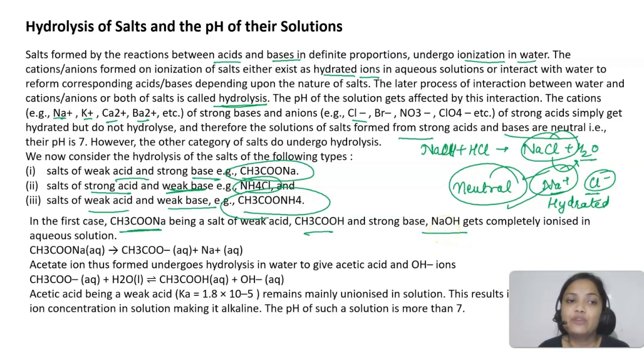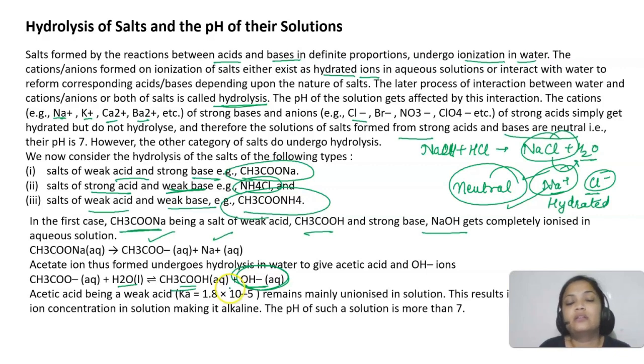ये completely ionize हो जाएगा to form acetate ions and sodium ions. अब ये जो acetate ions हैं, they will undergo hydrolysis to form acetic acid and hydroxide ions. Okay. अब एसिटिक एसिड क्या है, ये वीक एसिड है, तो ये अनआयोनाइज रहेगा, it will remain unionized. बट यहाँ पर क्या हुआ, अब हाइड्रोक्साइड आयंस की कॉन्सेंट्रेशन जो है बढ़ गई.